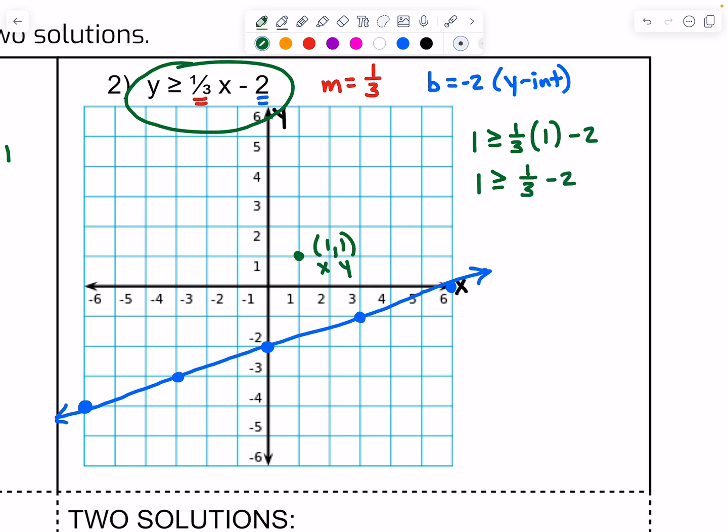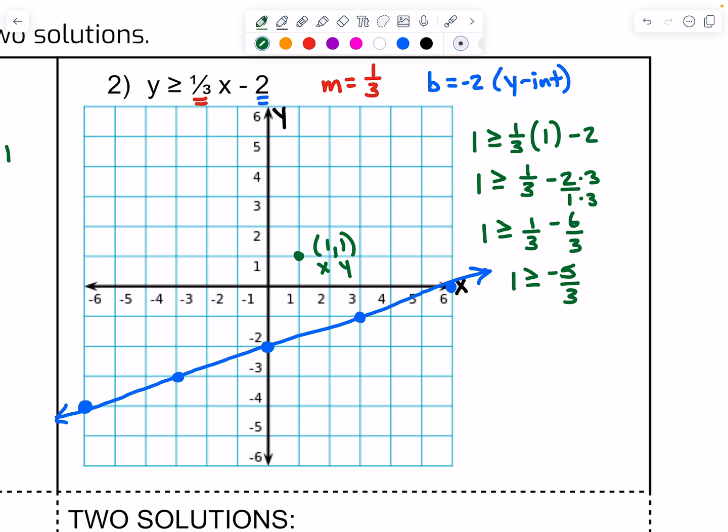But I can't subtract without a common denominator, so let's do a little work. That's 2 over 1, so I need to multiply the top and the bottom of that fraction by 3. So then is 1 greater than or equal to 1/3 minus 6/3? So let's see, is 1 greater than or equal to, and that would become -5/3. So is 1 greater than or equal to -5/3?